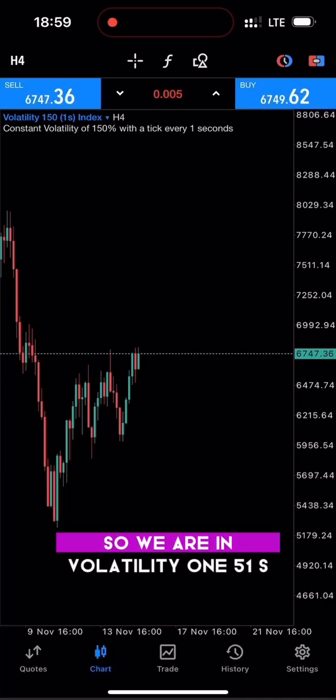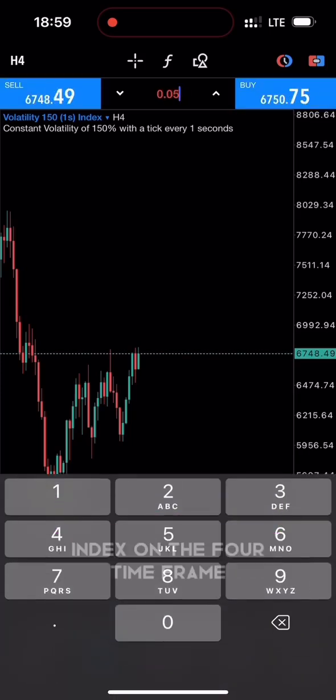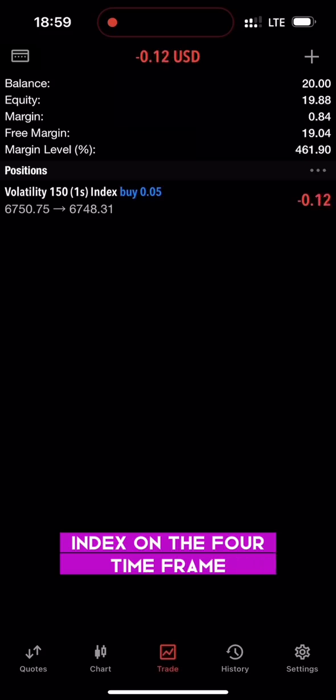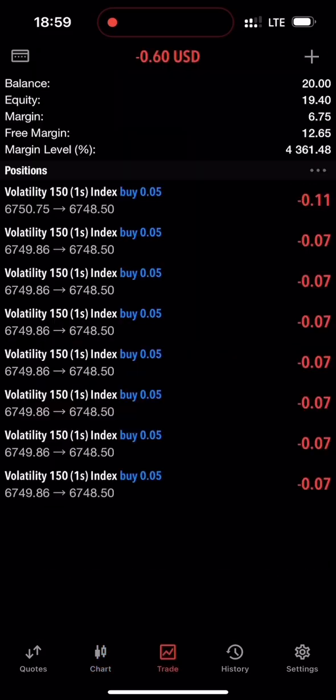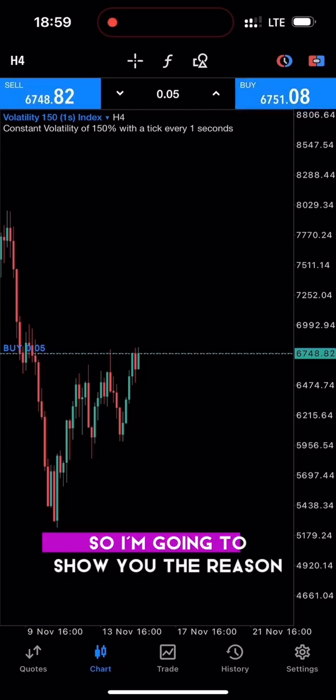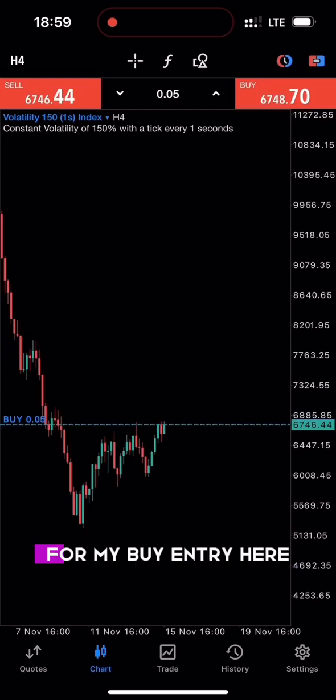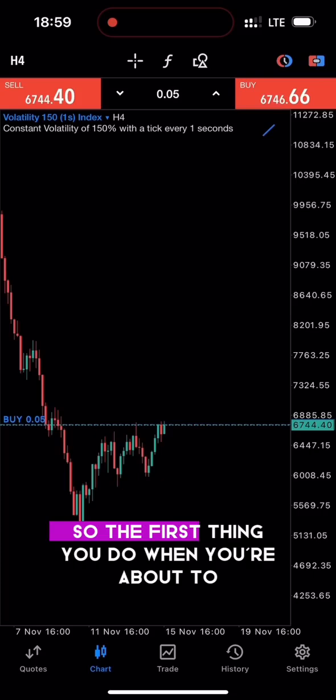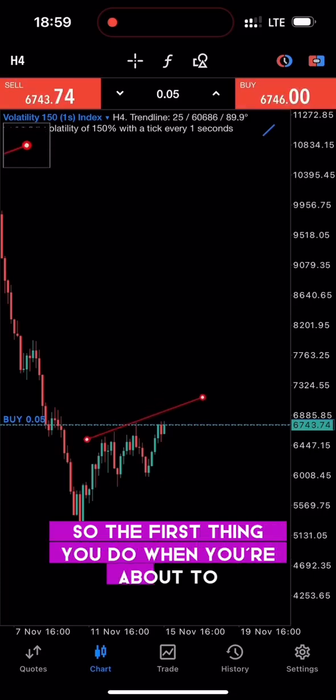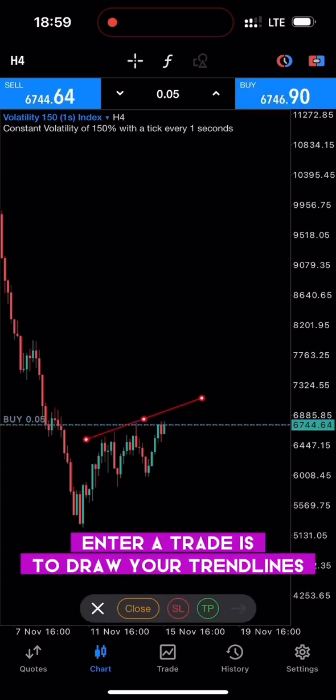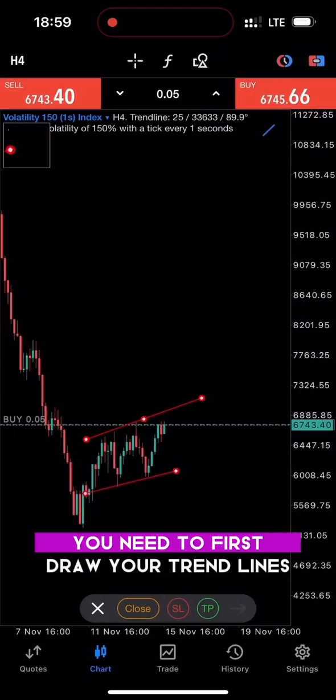So we are in Volatility 15 1s Index on the 4-hour time frame. So I'm going to be trading that using this $20 account. So I'm going to show you the reason for my buy entry here. So the first thing you do when you're about to enter a trade is to draw your trend lines. You need to first draw your trend lines.